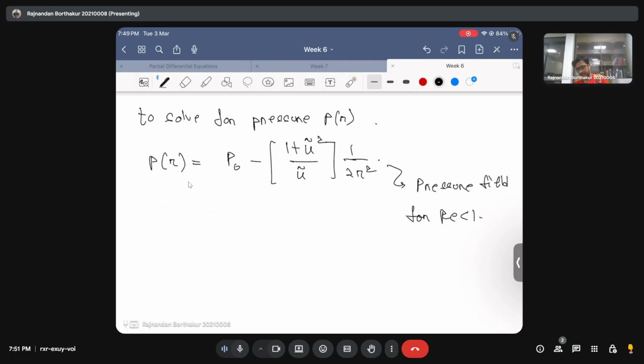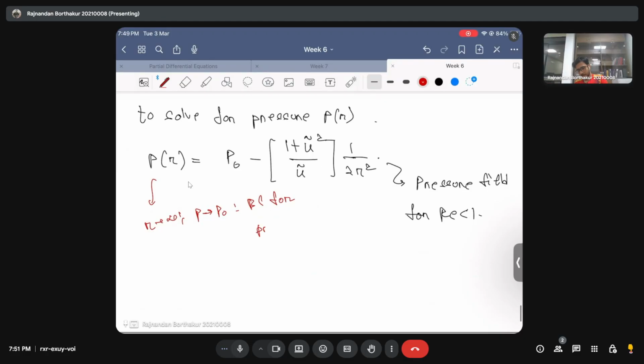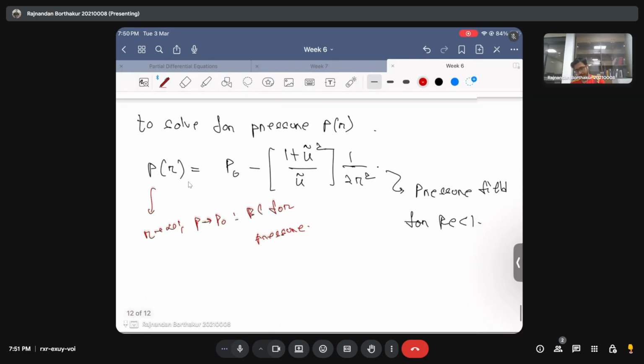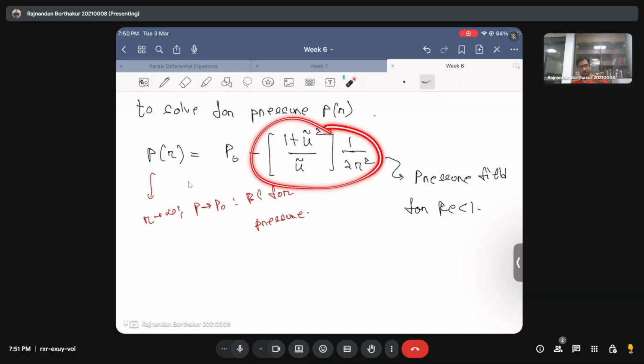Okay. So indeed, you can see that when r tends to infinity, my pressure goes to p naught, which is actually what we have as the boundary condition for pressure. And this is the disturbance that is being generated because of the combined rotation and the radial suction that is taking place near the vicinity of the rotating cylinder.